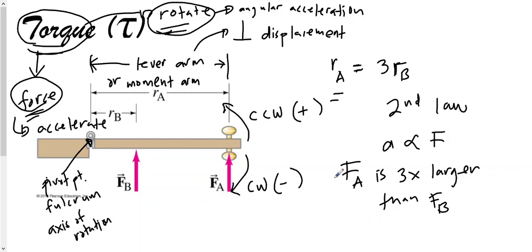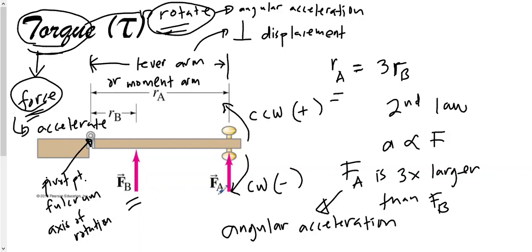Therefore, it will have greater rotation, and that is what we now refer to as angular acceleration compared to FB. So if we want both to have the same angular acceleration, what are we going to do with FB? You increase the force by how much? By 3 times, if you want this to accelerate, given its displacement is closer to the axis of rotation. So it will require more force.